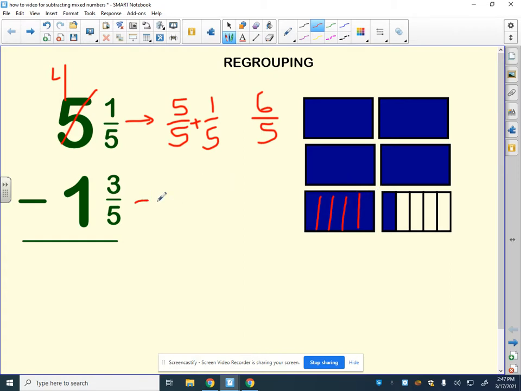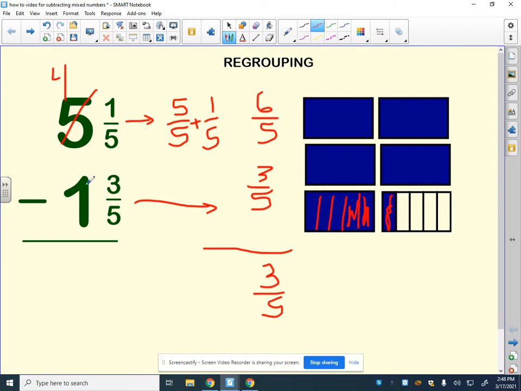And now I'll just bring the 3/5 over. I don't have to do anything with that. And now I have enough fifths to subtract. So I've got 6/5 minus 3/5. So 6 minus 3 is 3. That's, again, 3/5. And if I see that on the visual, I'll get rid of this one and this one and this one. So I've got 1, 2, 3/5 left to go.